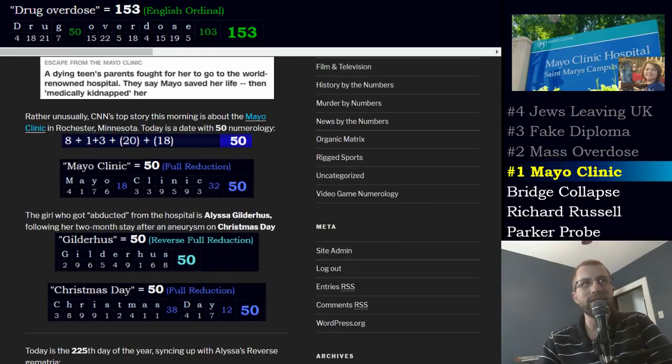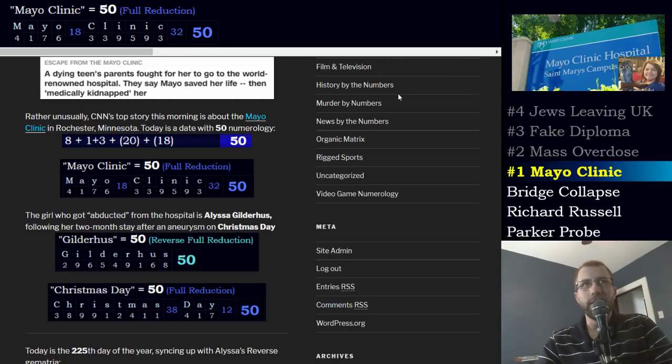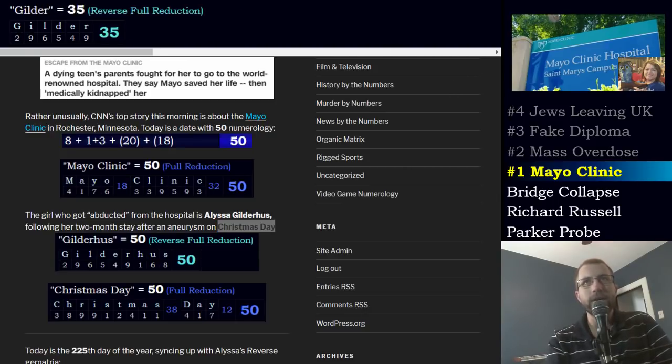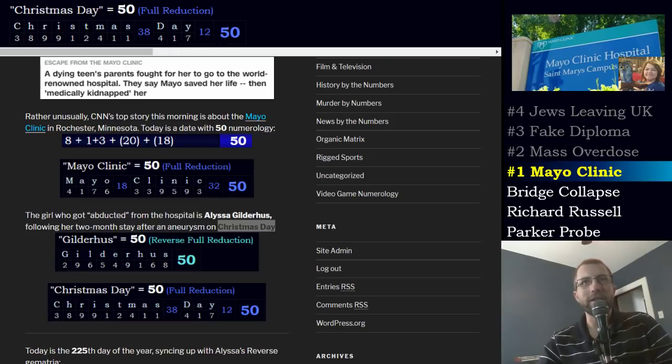And we always start off with the date numerology here. This date, August 13th, if you add 8 plus 1 plus 3 plus 20 plus 18, you get the number 50. In reduction, Mayo Clinic sums to 50. And if you read this story, you find out it's about a woman named Alyssa Gilderhus, who had an aneurysm on Christmas Day of 2016. The name Gilderhus has gematria of 50, matching the date numerology. And in standard reduction, Christmas Day sums to 50.